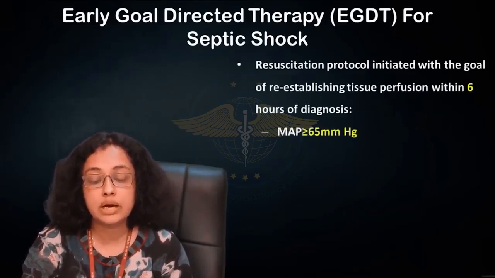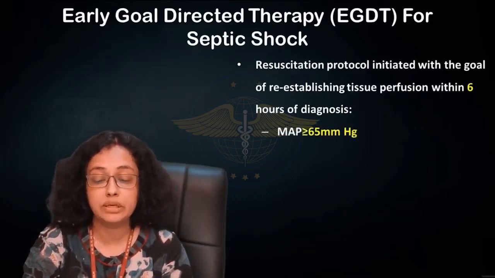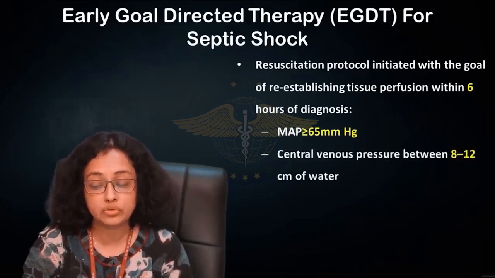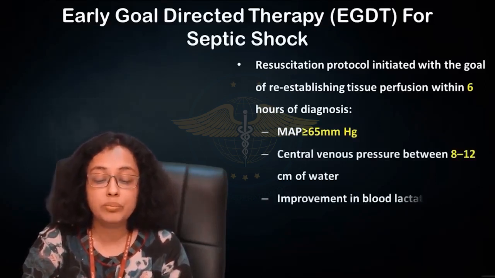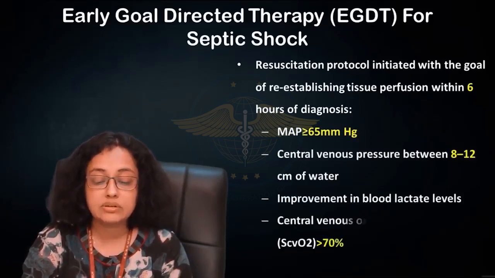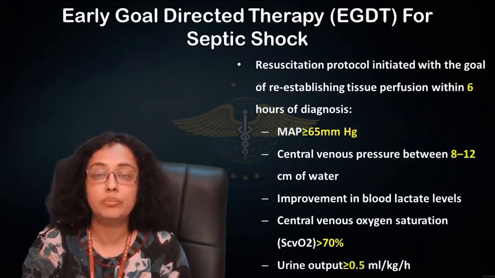The goals are a mean arterial pressure of at least 65 millimeters of mercury, a CVP of 8 to 12 centimeters of water, improvement in blood lactate levels, a central venous oxygen saturation of more than 70%, and a urine output of more than 0.5 ml per kg per hour.